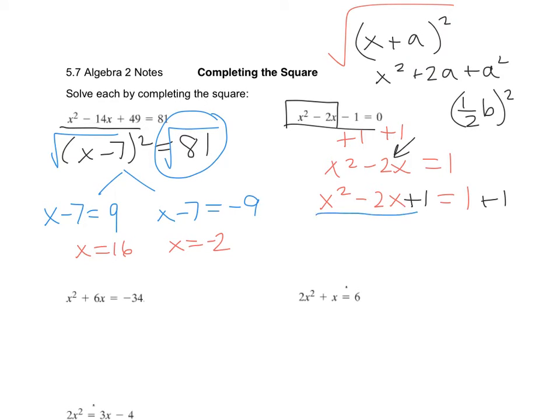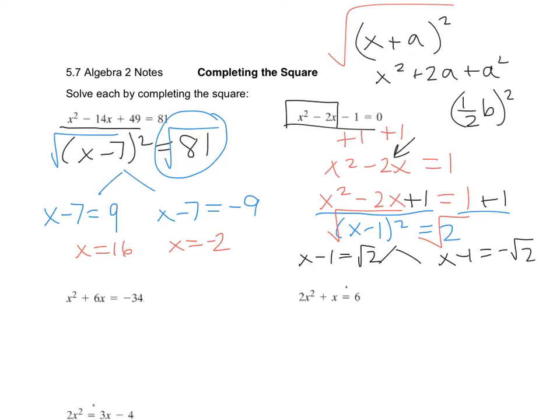Now what you have is this. We created something that we could factor. X squared minus 2x plus 1 factors into x minus 1 squared. So x minus 1 squared equals 2. So now you have this square root problem like we had over here. I'm going to take the square root of both sides and break it off. So x minus 1 could be positive root 2, x minus 1 could be negative root 2.